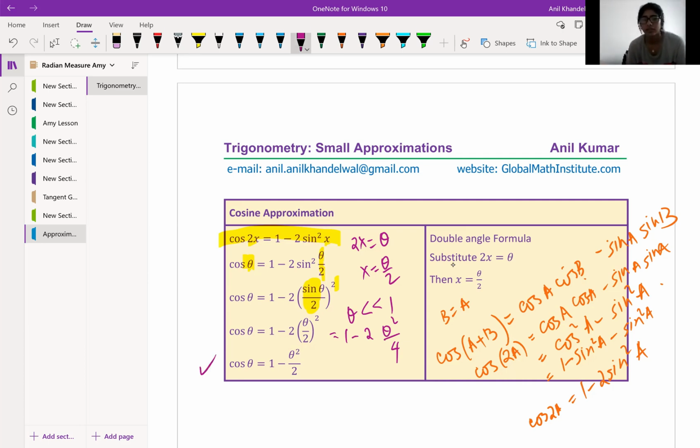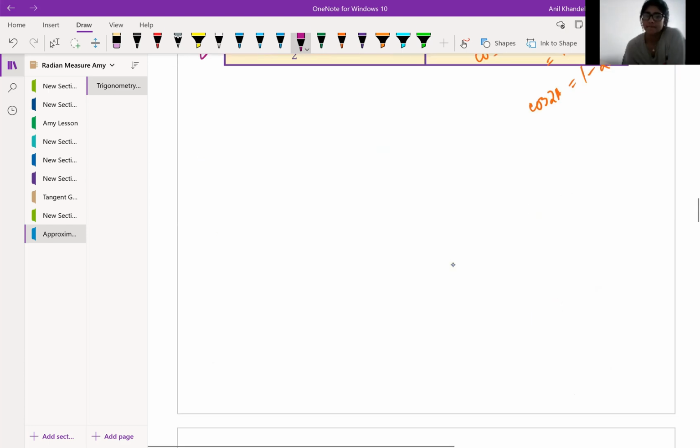So that is why I'm not giving you the graph for cos theta, but I'm just deriving the result from what we just derived. Make sense? So this is your cosine approximation. Now you have understood all this.